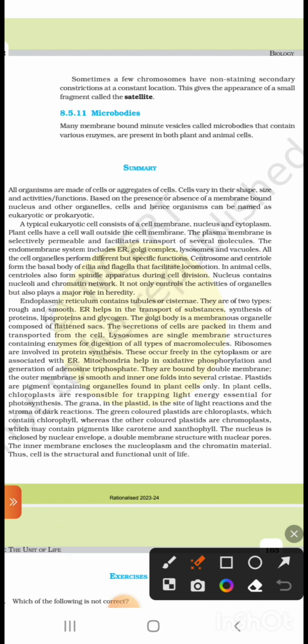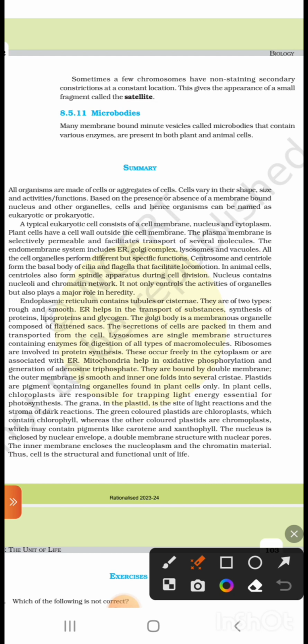The nucleus contains nucleoli and a chromatin network. It not only controls the activities of organelles but also plays a major role in heredity. Endoplasmic reticulum contains tubules or cisternae. They are of two types, rough or smooth. They help in the transport of substances and synthesis of proteins, lipoproteins, and glycogen. The Golgi body is membrane bound, and the secretions of cells are packed in it and transported from the cells. Lysosomes are single membrane structures containing enzymes for digestion of all types of macromolecules. Ribosomes are involved in protein synthesis.